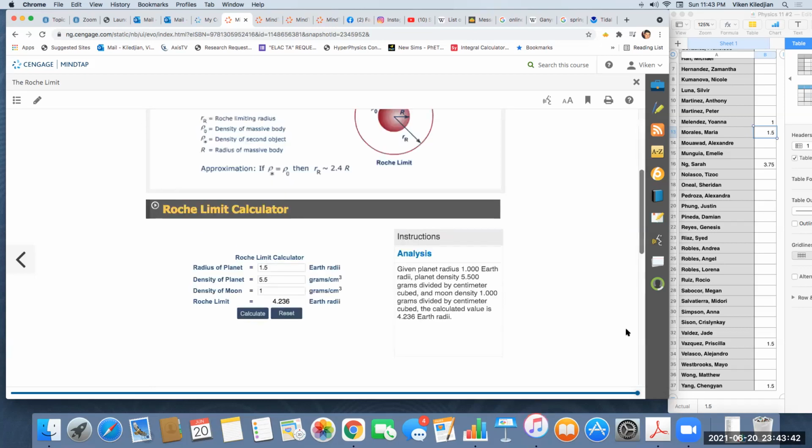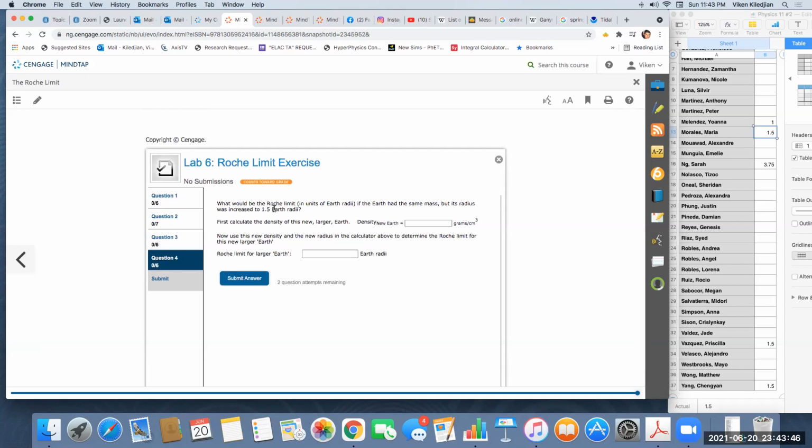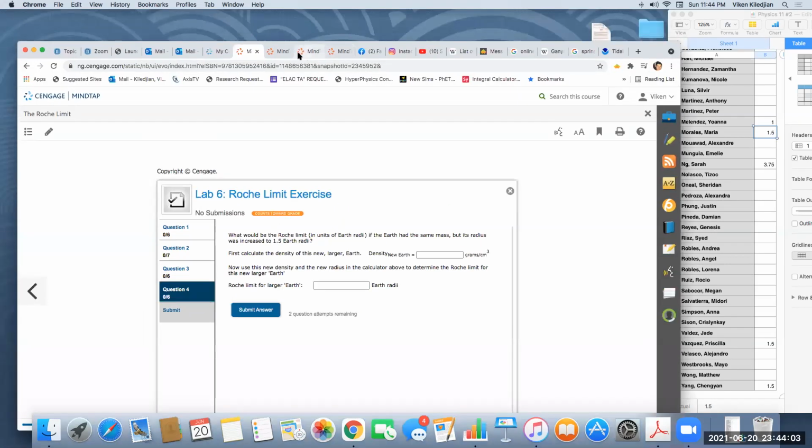Let me show you how you would get something like that, but not necessarily that. So let's say I were to keep the Earth the same mass, but change its radius to 2.5 times what it is now, or 2.25 times, anything. How would you approach a problem like this?